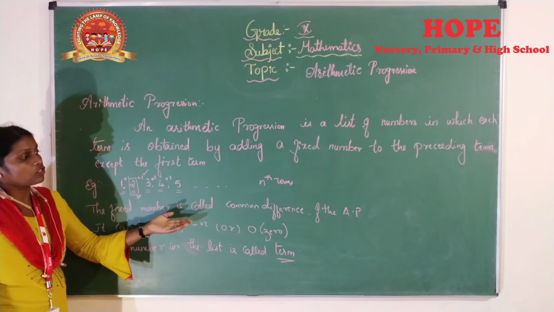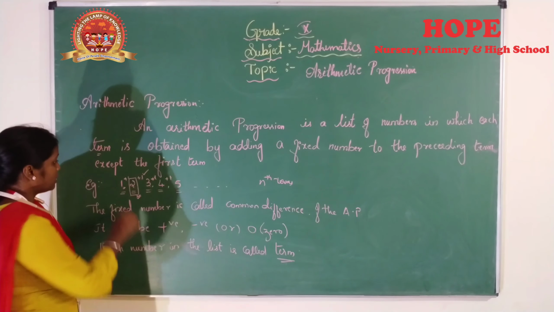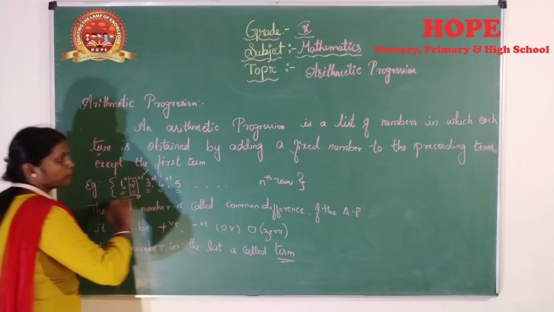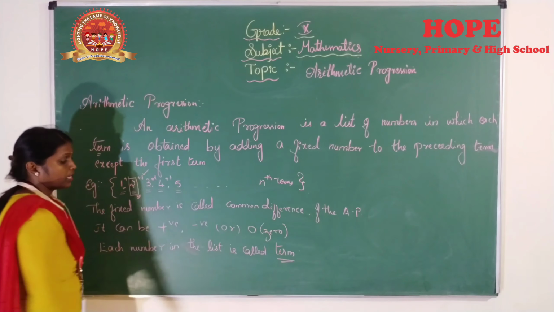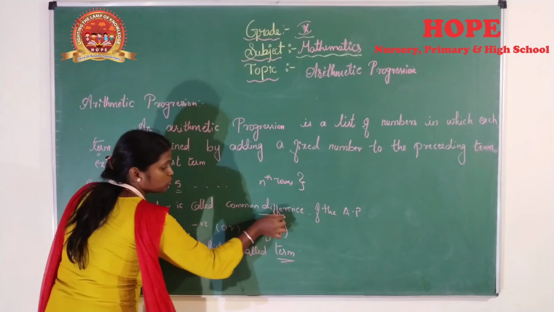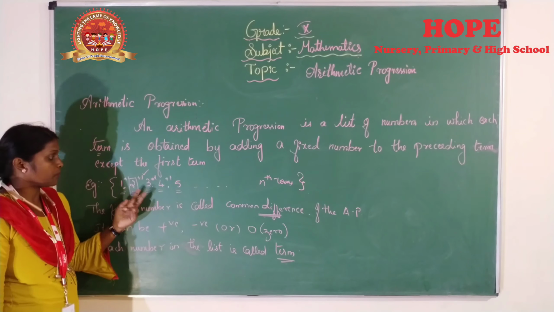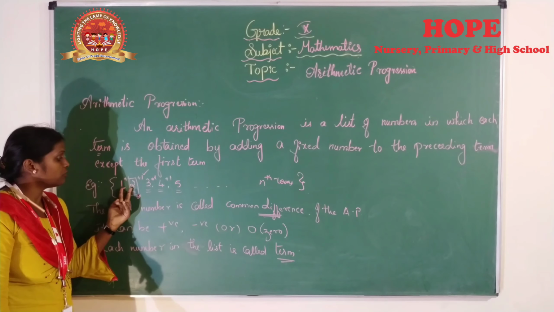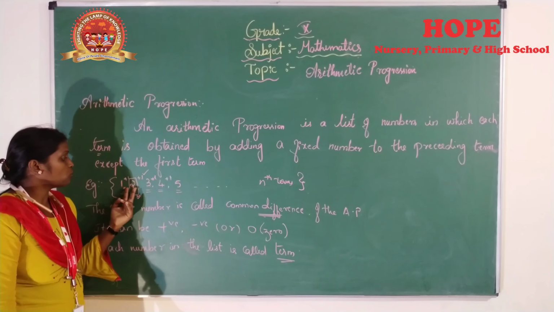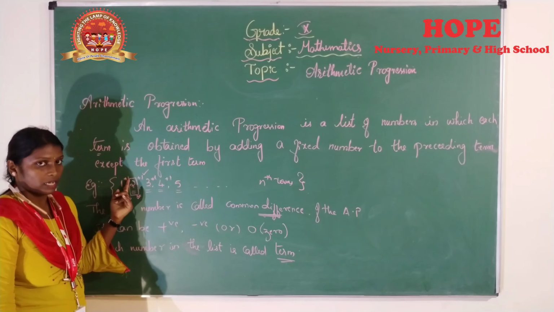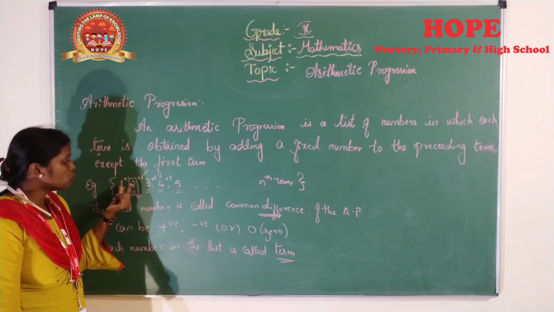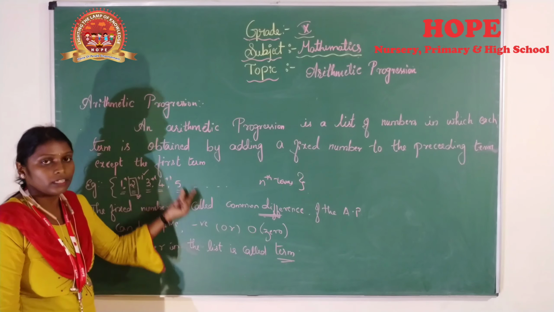Then the fixed number is called the common difference of the AP. This is an AP. Okay, the set of numbers given is an AP. So here the fixed number means what? Common difference means what? The fixed number. See here the difference between these two. Difference means we know it's subtraction. So the difference between these two, 2 minus 1, is what? 1, right? So this is the fixed number. The same number should be the difference for each and every term.